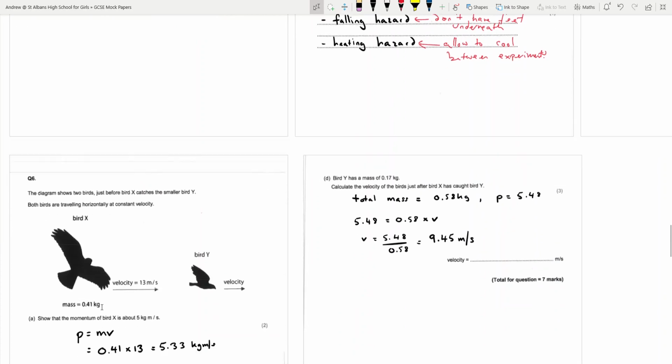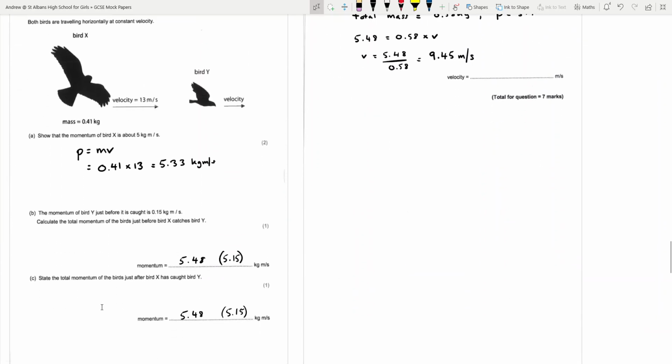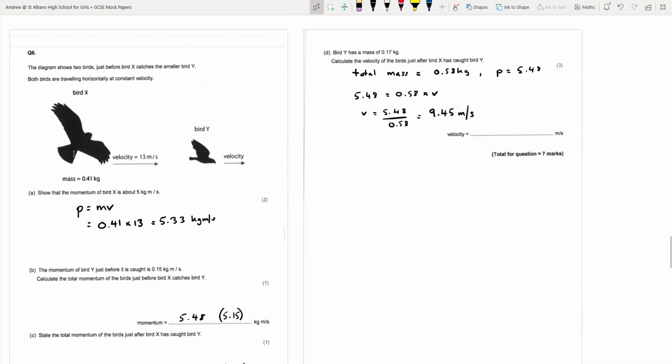Okay. Right, question 6. We've got some momentum calculations, so fairly straightforward. First thing is we've got some information about a bird and its mass. We'll show the momentum is about 5 kilogram meters per second. Momentum is mass times velocity. So we're getting a mark for putting that in. Get a number 5.33, which is about the same.